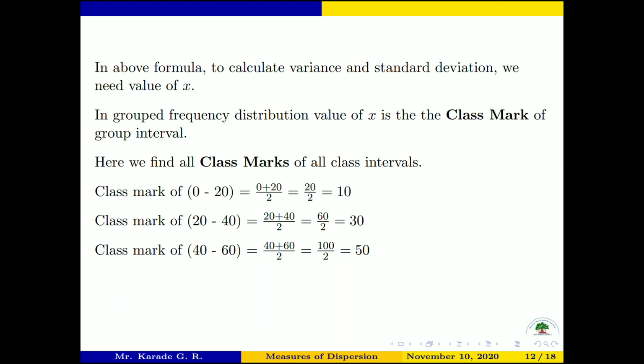So in this way, we have calculated all the class marks of all class intervals, and these class marks are nothing but the values of x. And the class mark of the class interval 60 to 80 is equal to 60 plus 80 upon 2, is equal to 140 upon 2, and it is equal to 70.